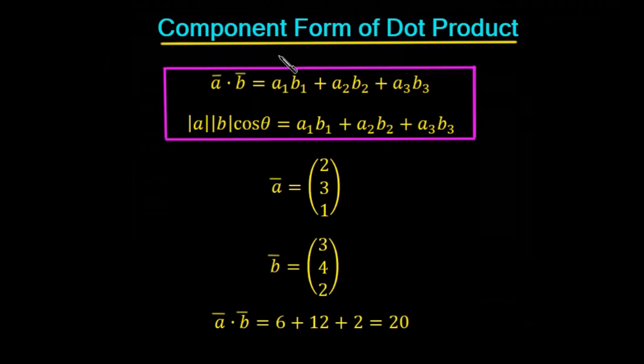We're going to look at another form of the dot product. This is called the component form. So I'll just state it here first of all. A dot B is going to be A1 B1 plus A2 B2 plus A3 B3. So we'll see an example of that just below.